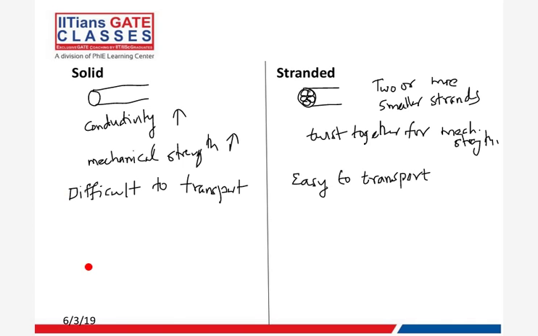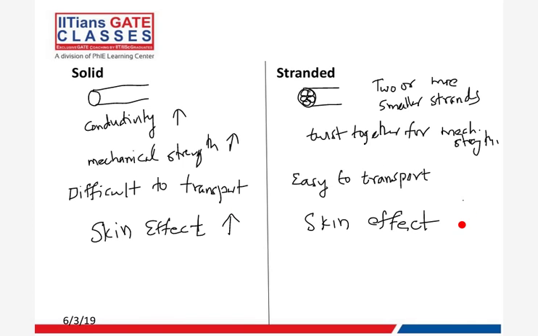But one of the bigger reasons why the solid conductor fails is something called skin effect. In the solid conductor, skin effect is high; in the standard conductor, skin effect is low. So now that begs the question, what is skin effect? Are you guys familiar with the concept of skin effect?